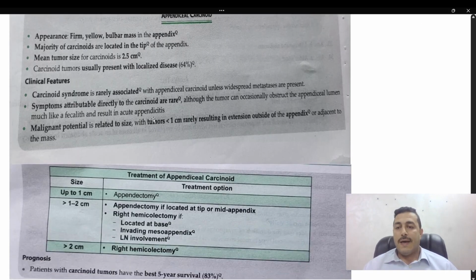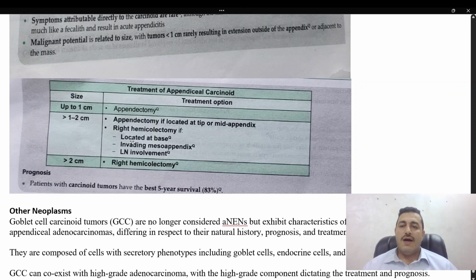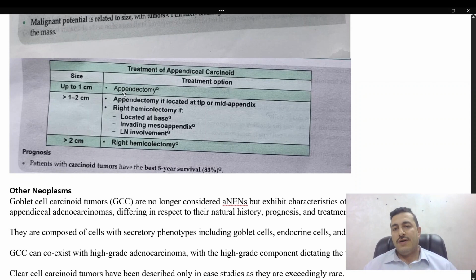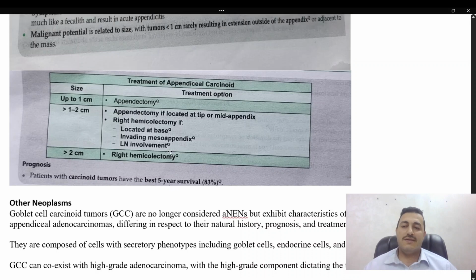Forget it. Okay. This is another way of reviewing how we can treat it. Up to 1 centimeter, appendectomy is enough. More than 2 centimeter, right hemicolectomy, and between 1 to 2 centimeter, with this finding, we should proceed to right hemicolectomy, even if it's less than 1 centimeter. But the presence of invasion to the mesoappendix and lymph node involvement is less likely in the tumor less than 1 centimeter. Okay.